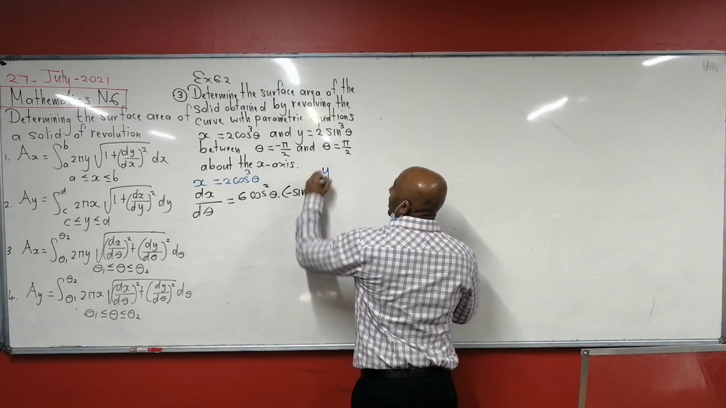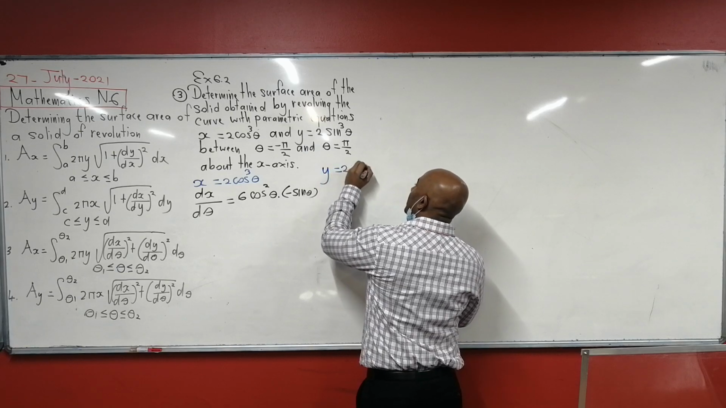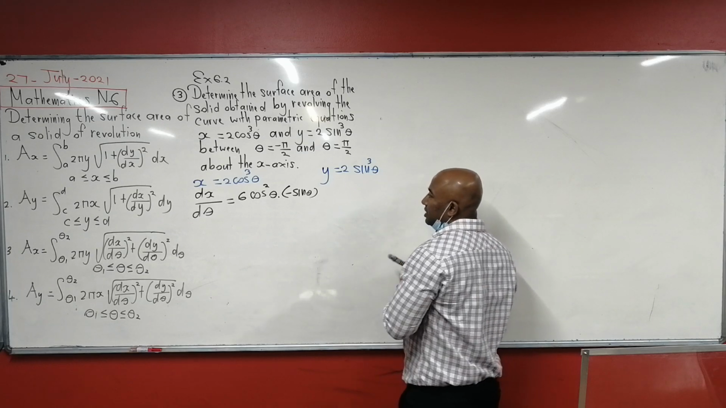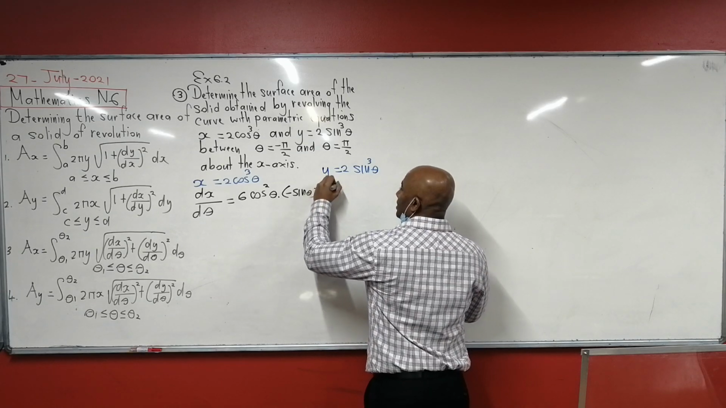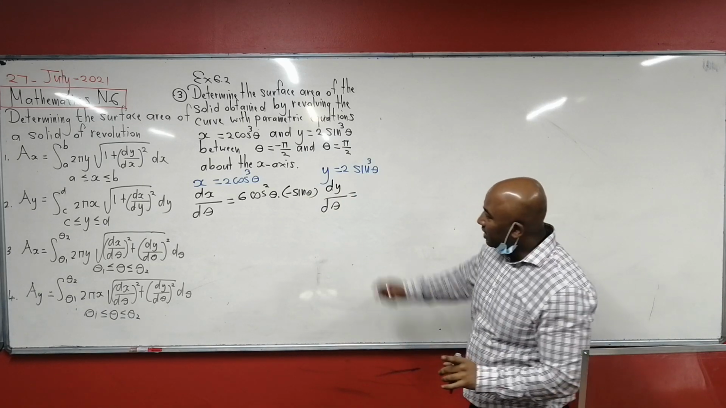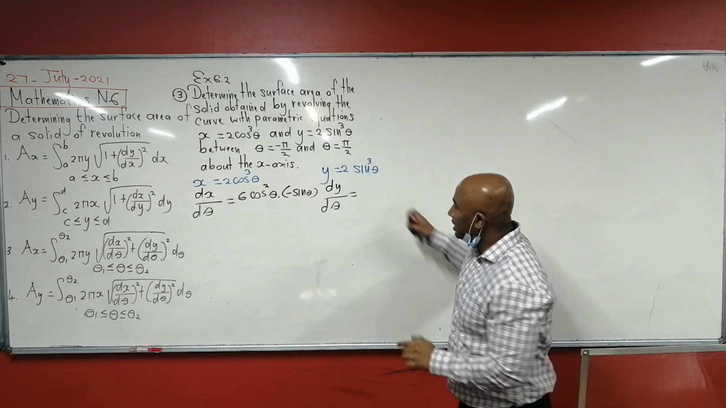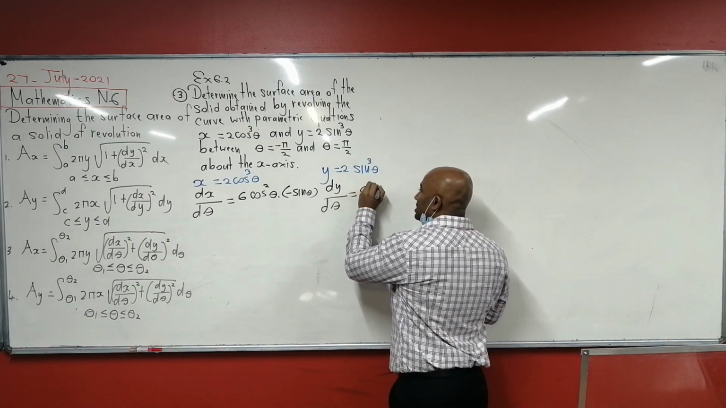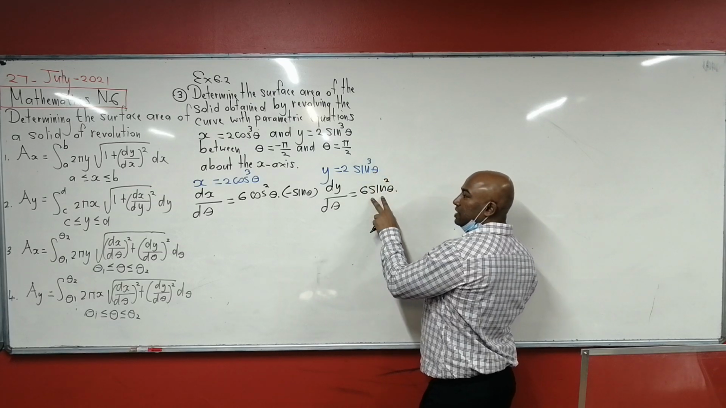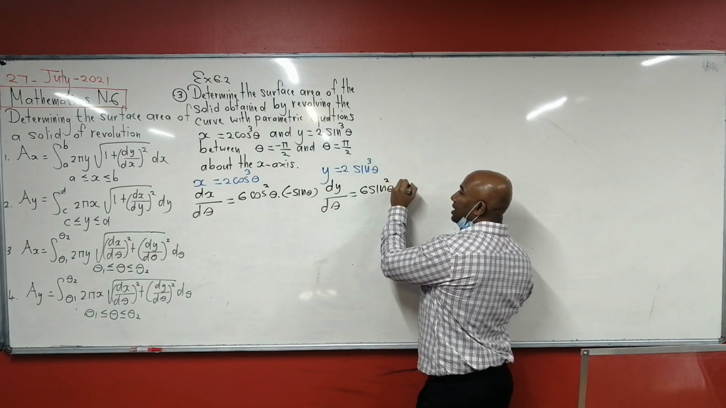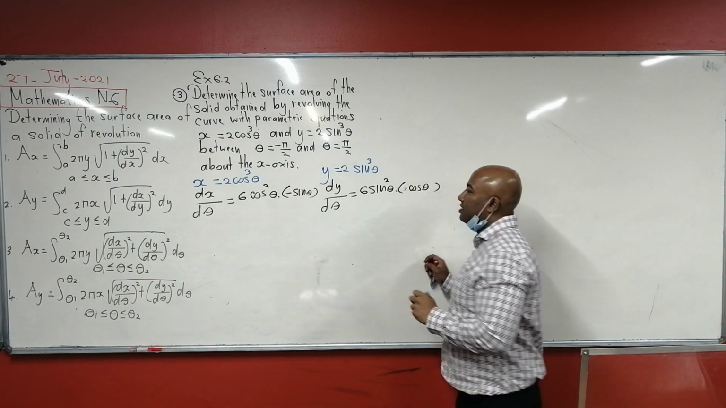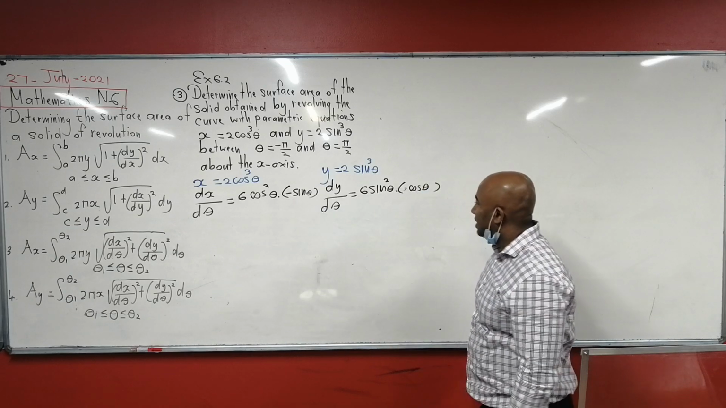Now, y is equal to 2 sine to the power 3 theta. So here, dy over d theta. So I'm differentiating again, chain rule, 2 times 3, that will be 6 sine to the power 3 minus 1, which is 2. And the derivative of sine is just positive cos. The derivative of cos is minus sine.